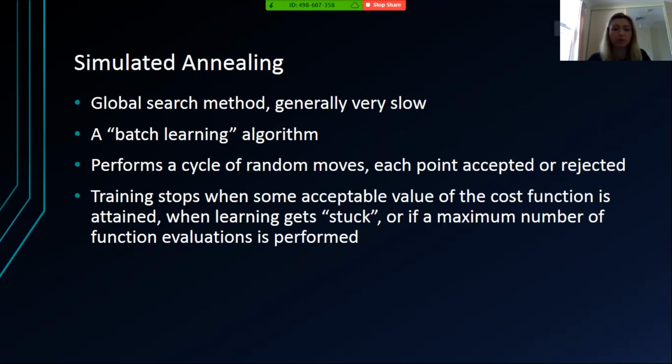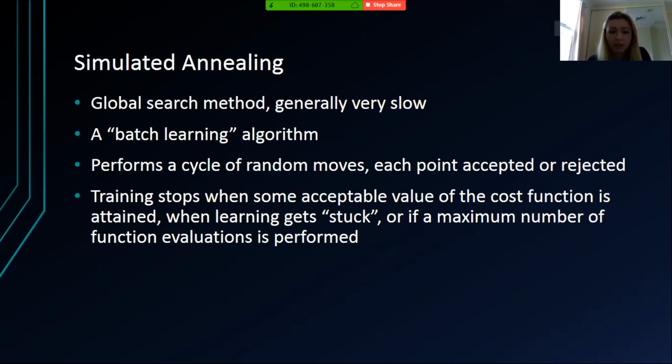The first alternative approach is simulated annealing. It's a global search method, so it's generally very slow. It's a batch learning algorithm, so the parameters are updated after all examples of the training set have been seen. It performs a cycle of random moves, each along one coordinate direction. Each point is accepted or rejected. Exactly how this works is in the paper. I'm just going to point out the main things.